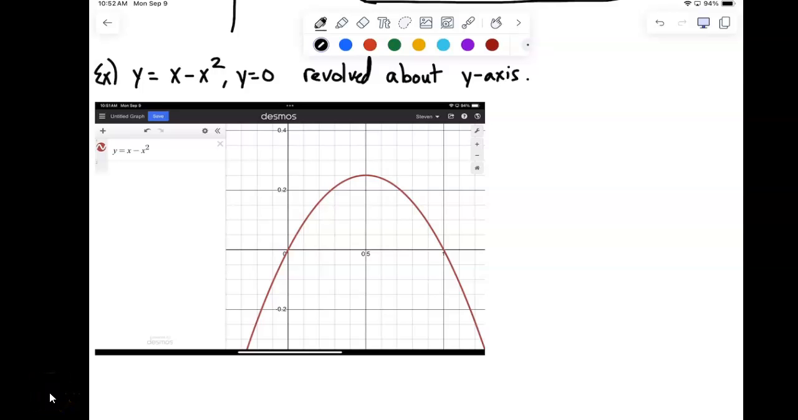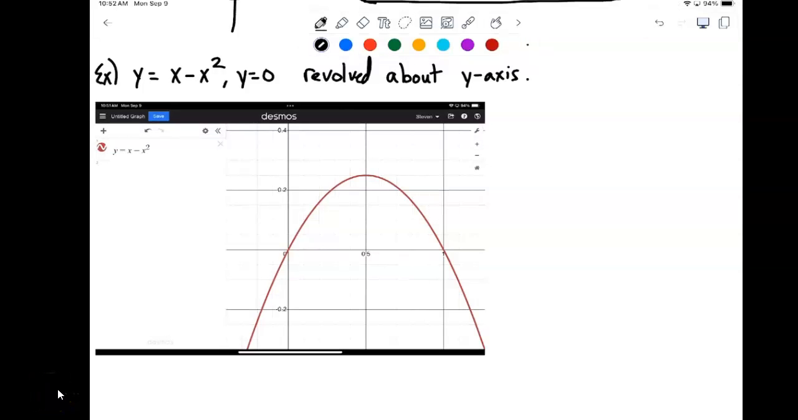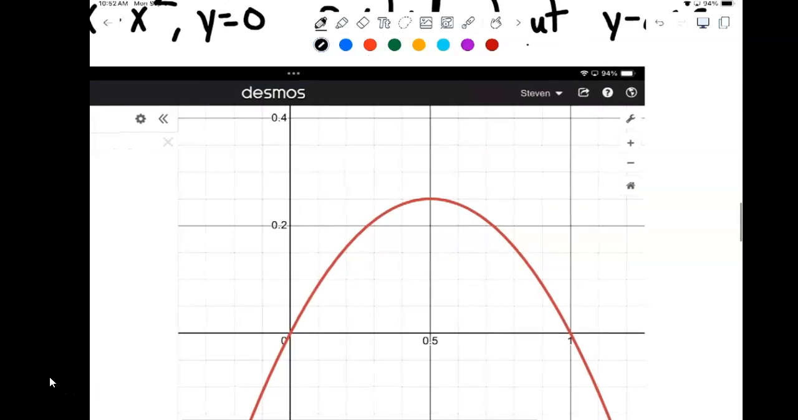All right, so welcome back. In the previous video, we talked about the setup for finding volumes using shells. And so once again here, we're looking at a situation where we have a volume. This time, we were revolving about the y-axis.